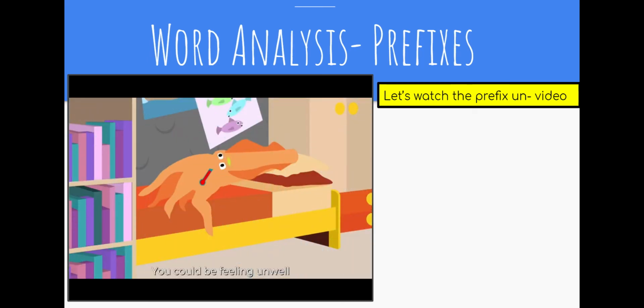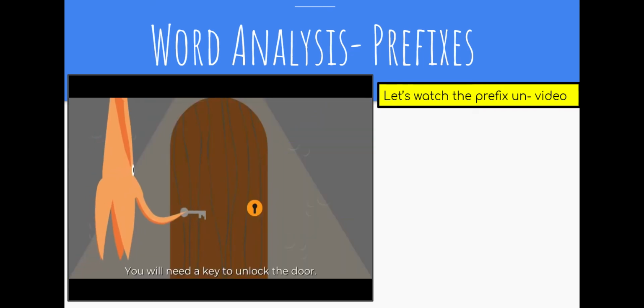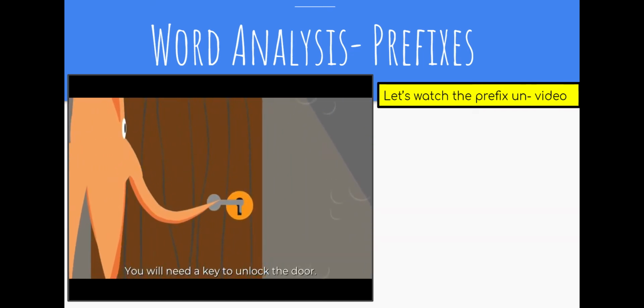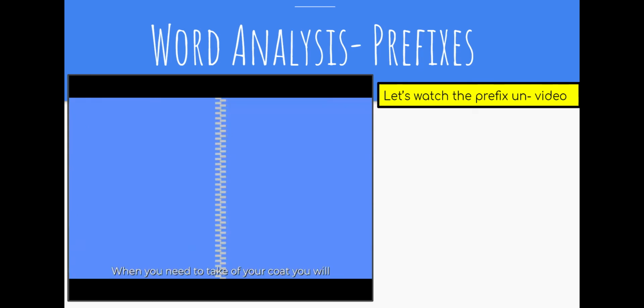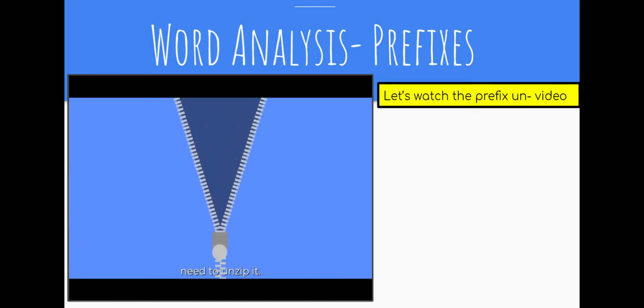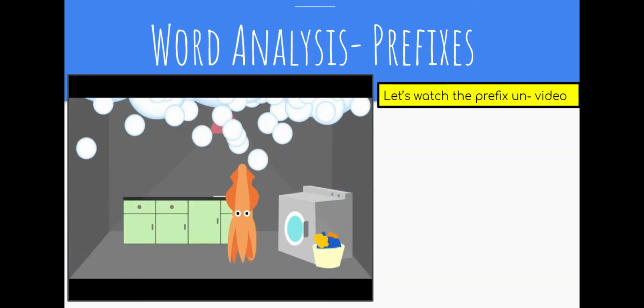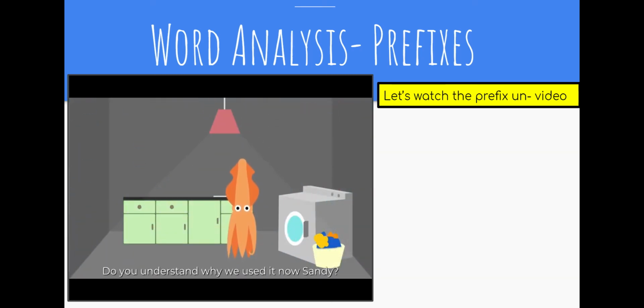You could be feeling unwell. What does that mean? You will not be well. You will need a key to unlock the door. Opposite of lock. When you take off your coat, you will need to unzip it. Not zip it. Do you understand how we used it now, Sandy? Good. Well, you best get back to unloading the washing machine. Not loading.